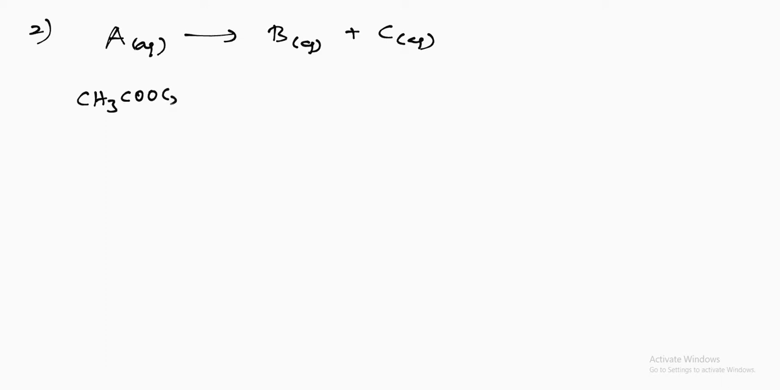Now suppose I take a second case. Students, observe carefully. I have some reactant A in aqueous medium, which reacts to give product B in aqueous medium and C in aqueous medium. For example, take ethyl acetate, or even methyl acetate, nothing wrong in it. Methyl acetate reacts with water, a hydrolysis reaction in acid medium, to give acetic acid and methanol.